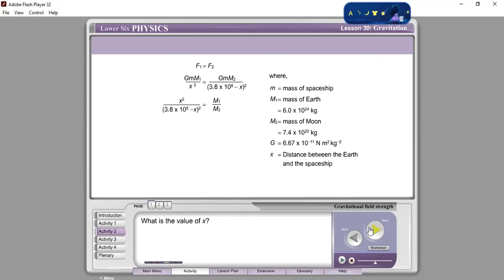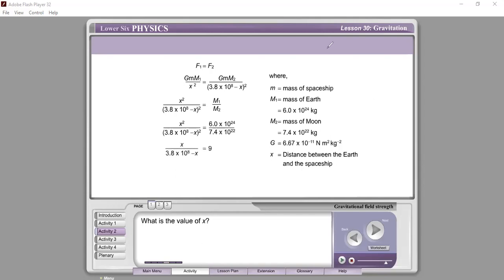On rearranging, we get x squared over (3.8 times 10 to the power 8 minus x) squared equals M1 over M2. Substituting the known values, we get x squared over (3.8 times 10 to the power 8 minus x) squared equals 6.0 times 10 to the power 24 over 7.4 times 10 to the power 22, which implies x over (3.8 times 10 to the power 8 minus x) equals 9, which gives x equals 3.42 times 10 to the power 8 meters. Thus, the distance x of the spaceship from the Earth equals 3.42 times 10 to the power 8 meters.